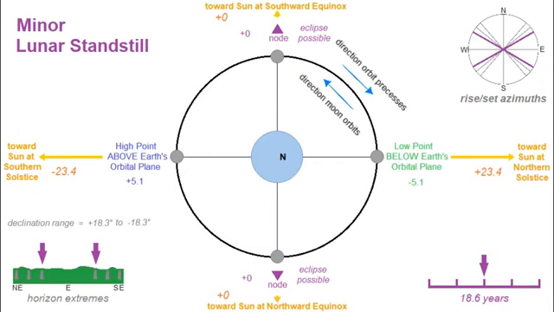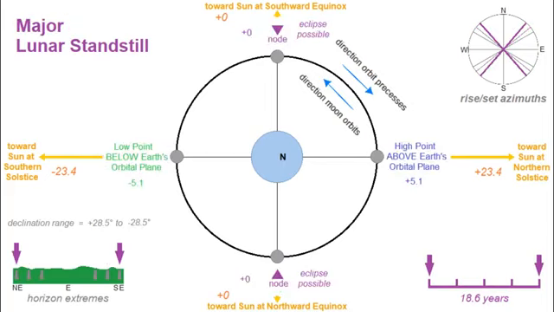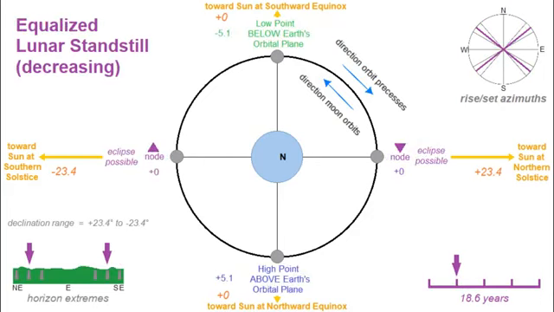Because of the relationship between the lunar orbit and the tilt of the Earth, eclipses occur near equinoxes during both major and minor lunar standstills, although in opposite nodes. During an equalized lunar standstill, eclipses occur near solstices.